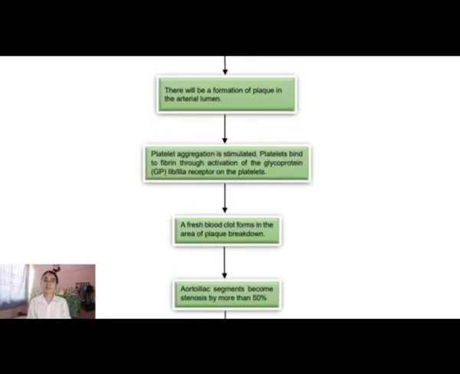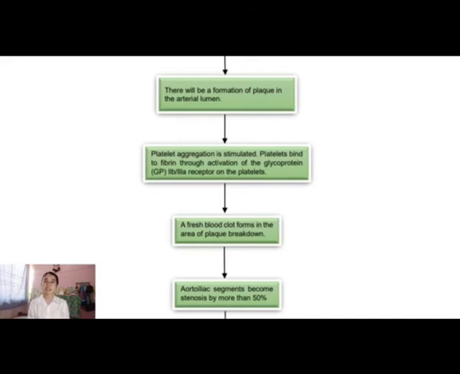the arterial lumen. Platelet aggregation is then stimulated. Platelets will bind to fibrin through activation of the glycoprotein receptor on the platelets, and a fresh blood clot will form in the area of the plaque breakdown. These unstable plaques are susceptible to atheromatous embolization or propagation of clot that eventually can occlude the arterial lumen.